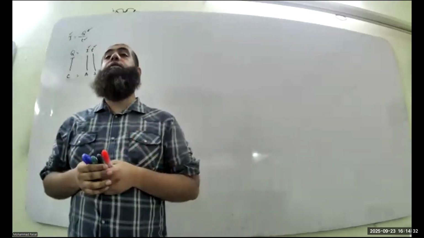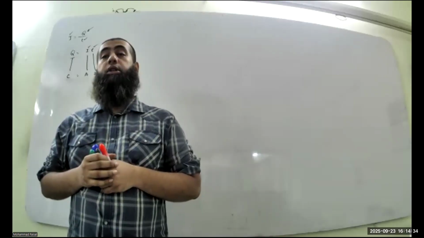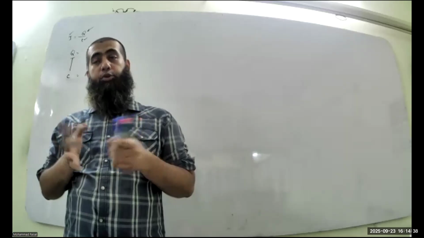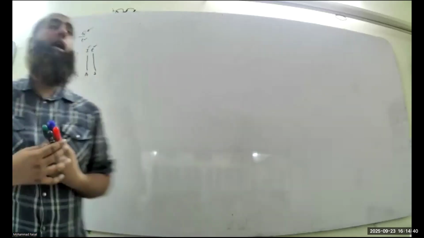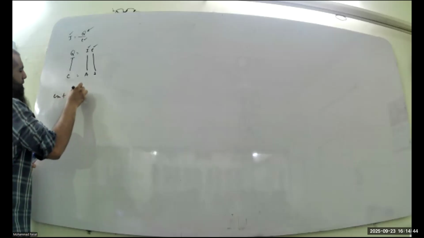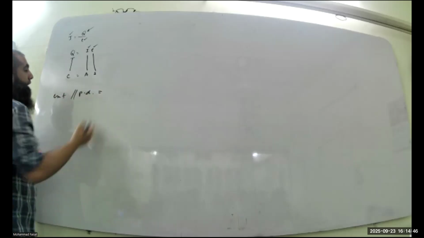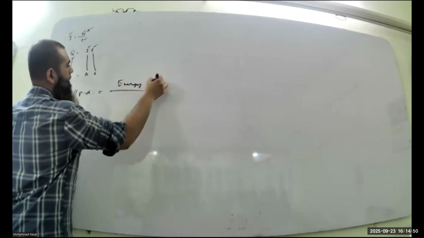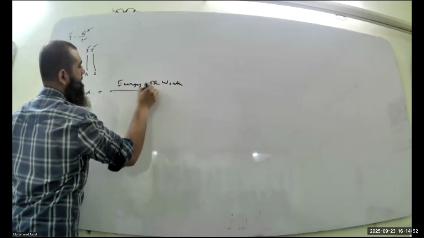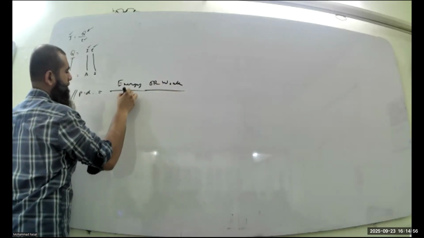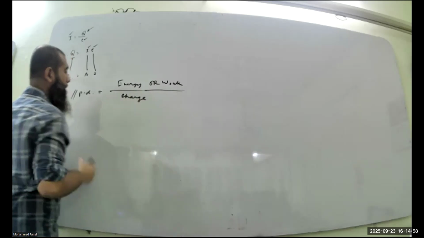Then we have the concept of voltage or EMF. They both are defined by the same exact proportion. Both EMF and voltage are defined by the ratio. EMF or PD, potential difference, are defined as energy or work per unit positive charge. That is the core equation.